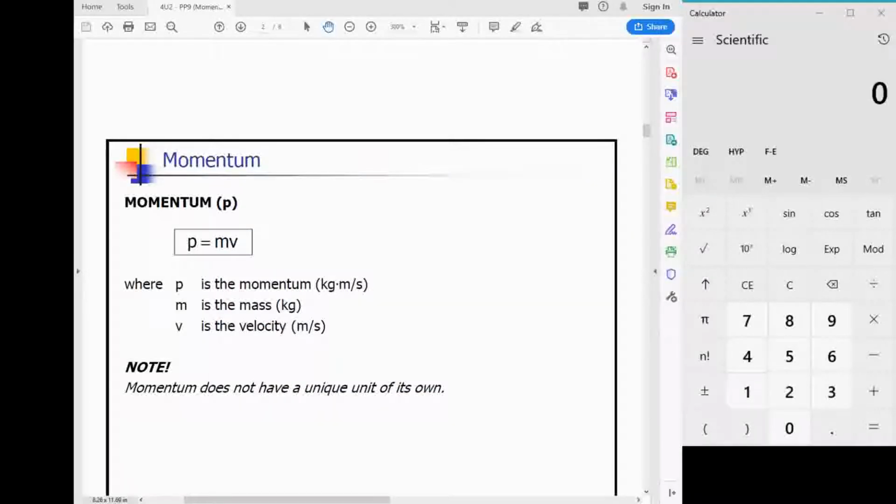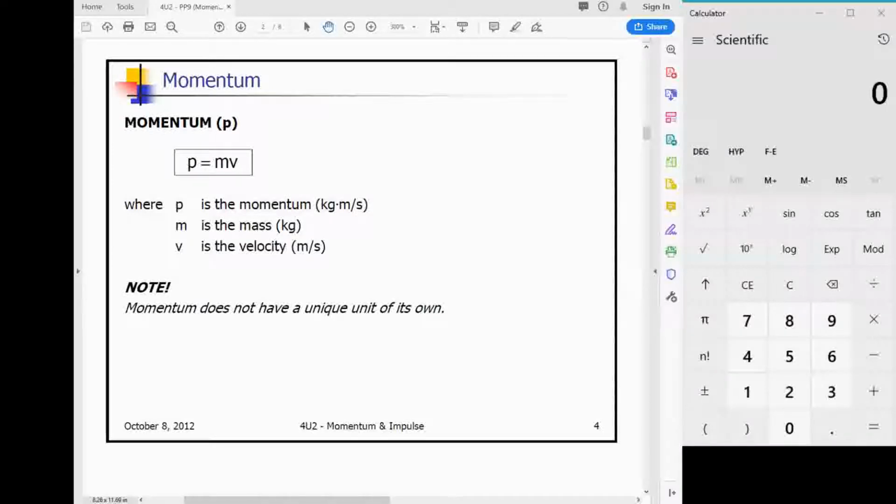But what I'd like you to do on the next slide, copy this down into your notes. This basically just explains the equation. It's really simple. It's just mass times velocity. Momentum doesn't have its own unit, so momentum is measured in the units kg meters per second.